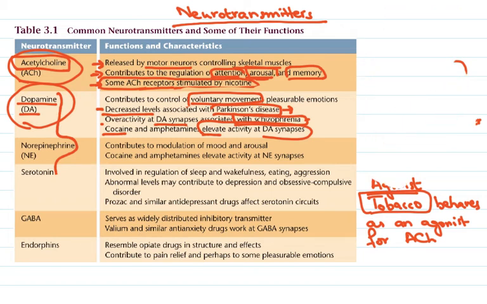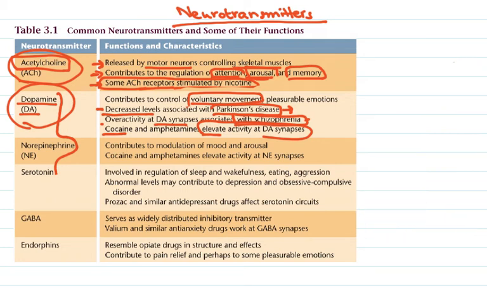So what exactly does norepinephrine do? Norepinephrine is implicated in the modulation of mood and arousal, right? We talked about how this particular group is strongly implicated in mood. And again, sorry, amphetamines elevate activity at norepinephrine synapses as well. What exactly are amphetamines? Amphetamines are drugs that are used to treat a number of different disorders like attention deficit hyperactivity disorder, or in certain cases used to treat obesity.